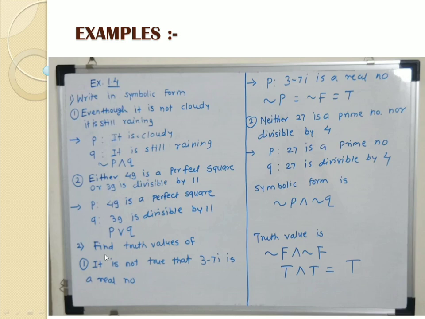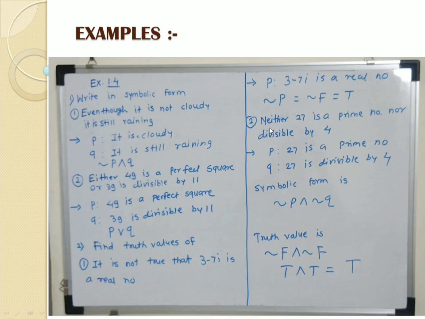Next example, find the truth value of the following statements. The example is: it is not true that 3 minus 7i is a real number. So in this statement, the P simple statement is 3 minus 7i is a real number. We have to find the truth value of this sentence. So first, 3 minus 7i is a real number. It is written symbolically as, it is not true that, so negation of P. And the truth value of the statement P is false. So negation of F is equal to T.